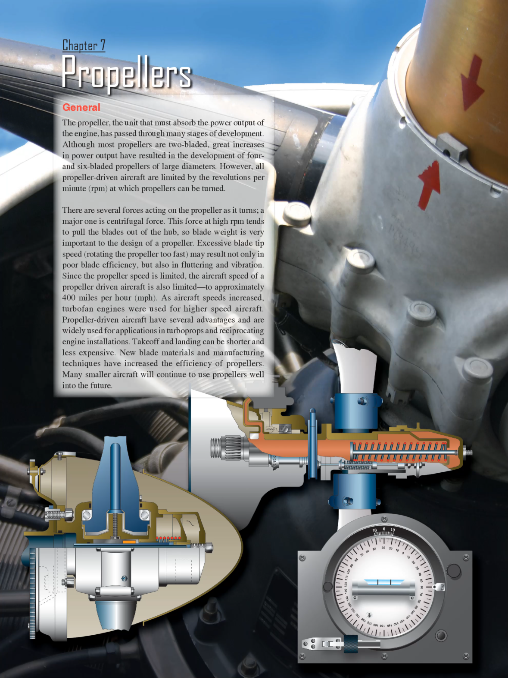Chapter 7 Propellers General. The propeller, the unit that must absorb the power output of the engine, has passed through many stages of development. Although most propellers are two-bladed, great increases in power output have resulted in the development of 4- and 6-bladed propellers of large diameters. However, all propeller-driven aircraft are limited by the revolutions per minute, RPM, at which propellers can be turned.